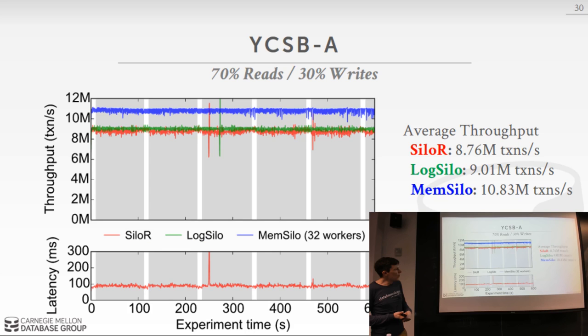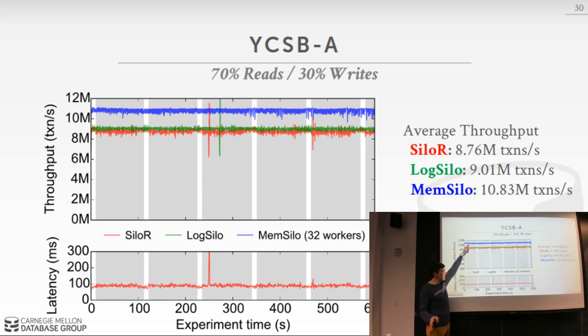So in here, I want to show basically two sets of experiments. The first is running YCSB-A, which is 70% reads, 30% writes. And the three lines you see are mem silo, which is just running without any logging or checkpoints at all. The green line is log silo, where you're only running with logging, no checkpoints. And then the red one is silo R, which is the logging and the checkpoints.